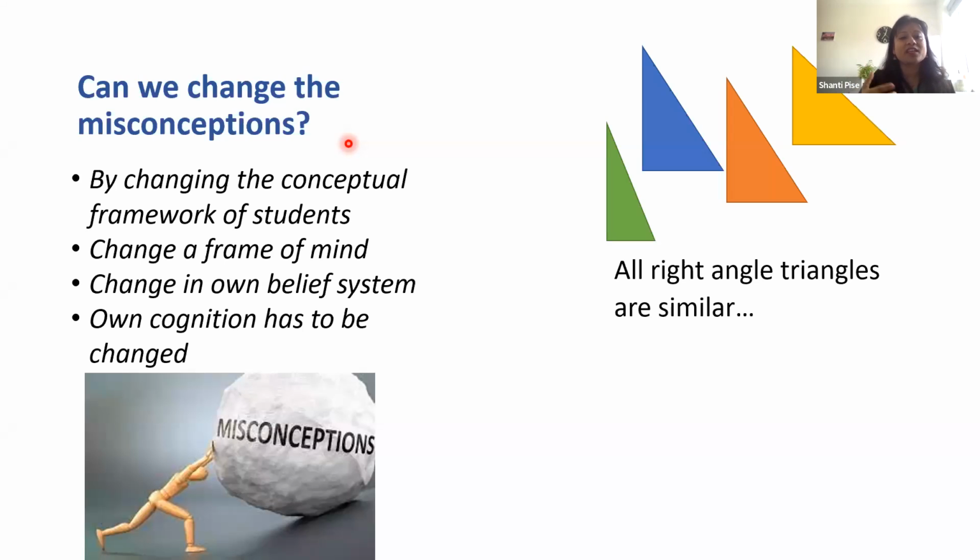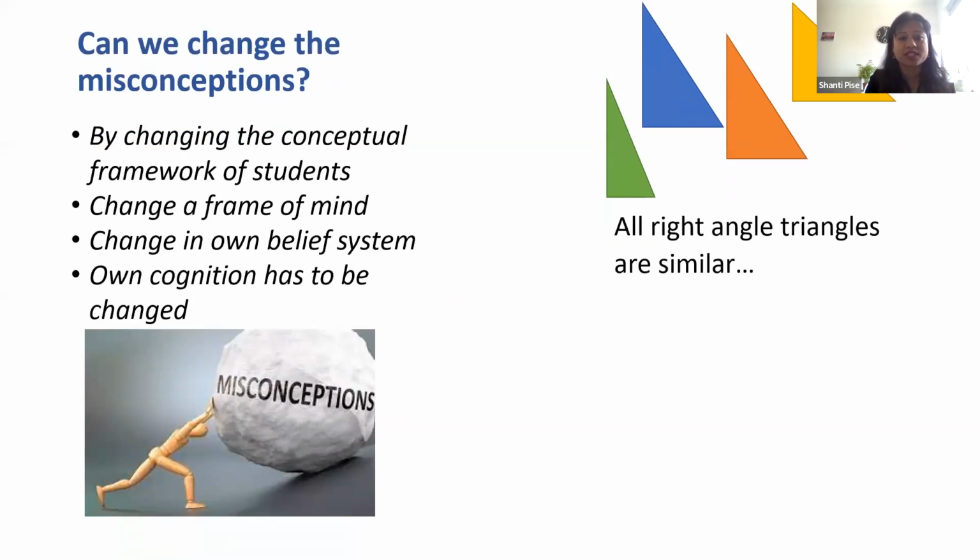So if we can show the students that by changing the conceptual framework of student, जो उनके conceptual framework एक बार fixed हो जाता है, उसको हम नया कुछ उसमें डाल सकते हैं, उसमें हम नया कुछ लेके आ सकते हैं जिससे वो बदलने के chances ज्यादा होंगे. So we have to try something new, change a frame of mind, change in own belief system, and own cognition has to be changed. See, we can try to bring different areas and fields through which we can try to do this, right?